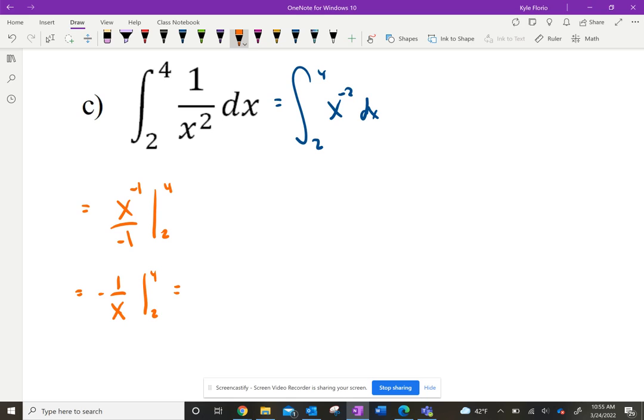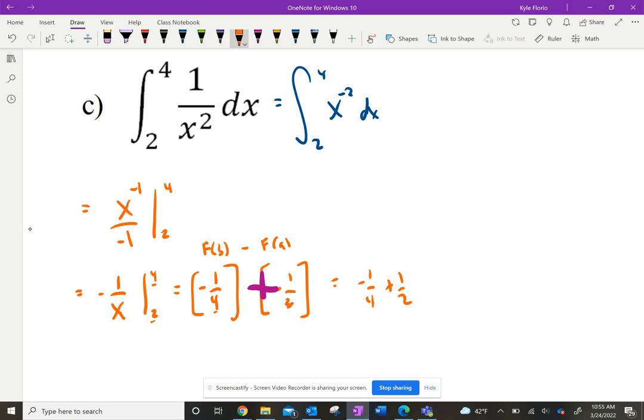So plug in 4, plug in 2, and we're done. So it's going to be -1 over 4 minus -1 over 2. So just plugging in the 4 where x is, and then plugging the 2 where x is. So that's my f of b minus f of a again. So we're going to have -1/4. This double negative is really going to be plus 1/2. 1/2 is the same thing as 2/4. So 2/4 minus 1/4 is 1/4. So that is the definite integral of that function from 2 to 4.